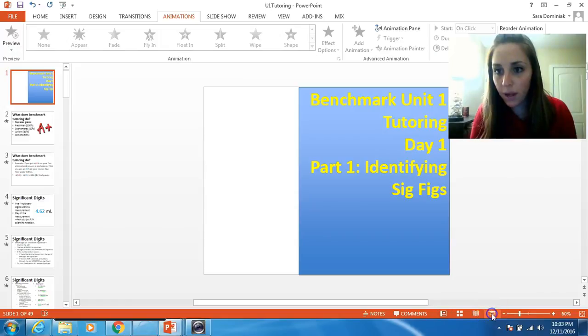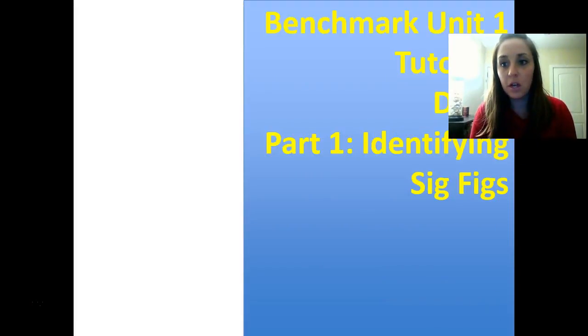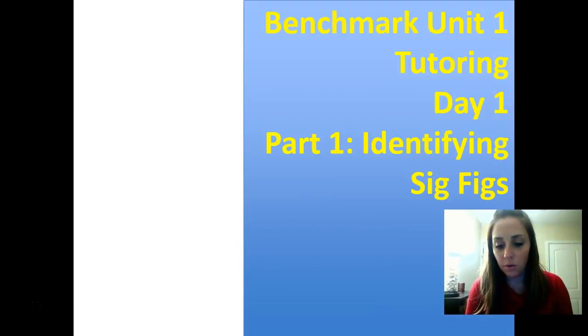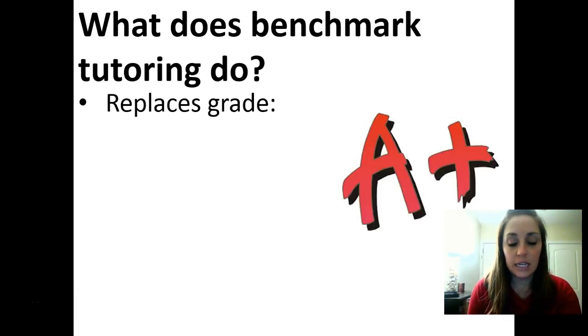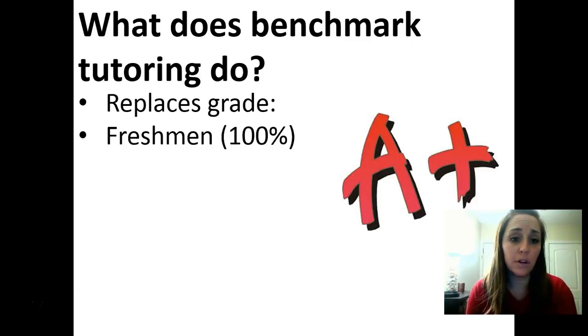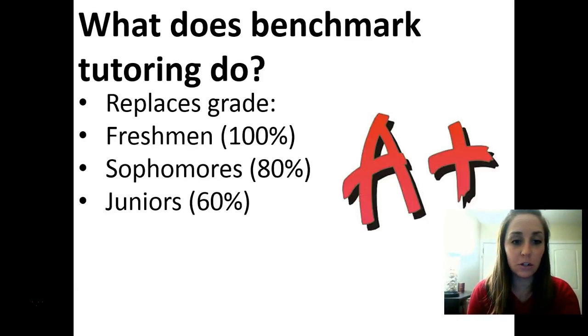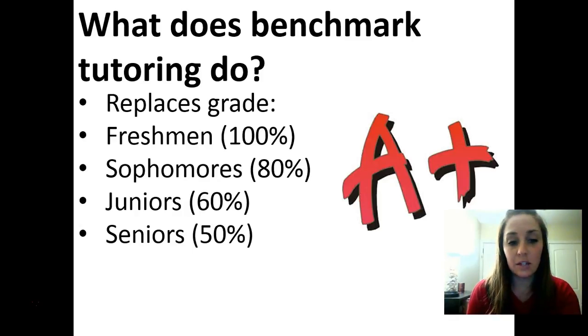You might be wondering what exactly is going to happen with tutoring. So, let's go through what it is first. When you have benchmark tutoring, it is 3 days of tutoring and then 1 day of retaking the exam. And what will happen with your grade is if you are a freshman, which most chemistry students are not, it's 100% replacement. Sophomores 80%, juniors 60%, and seniors 50%.